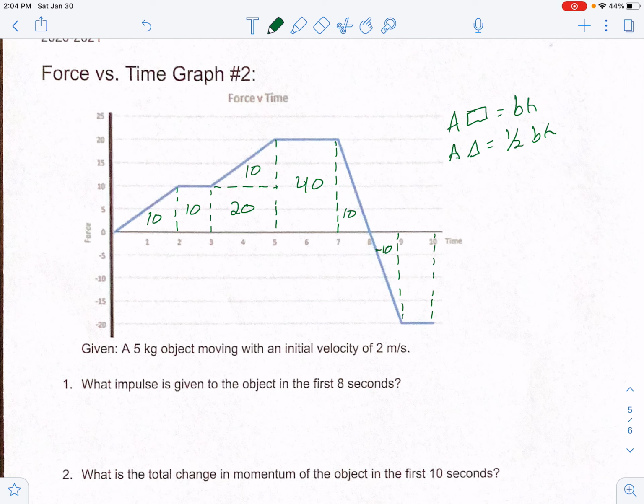And then this rectangle here, I have a base of 1 and then a height of negative 20. So 1 times negative 20 gives me negative 20. Okay, so that's my first step I do every time before I even start answering questions.